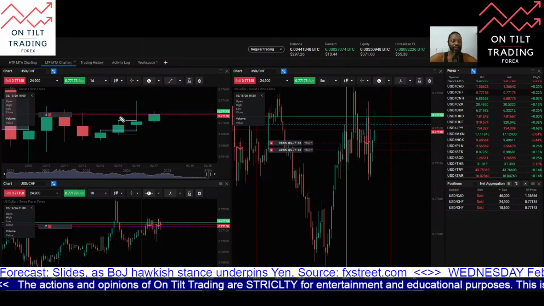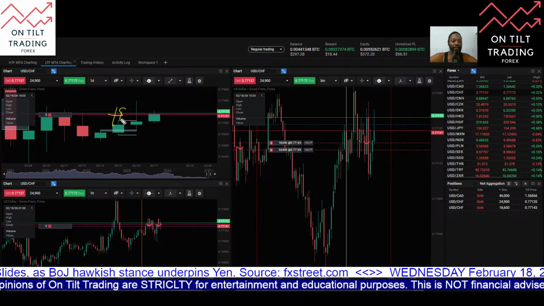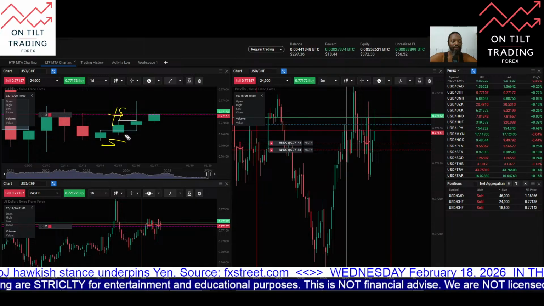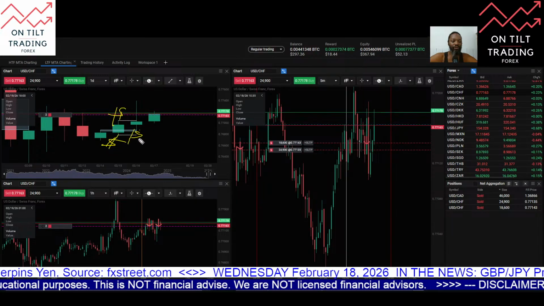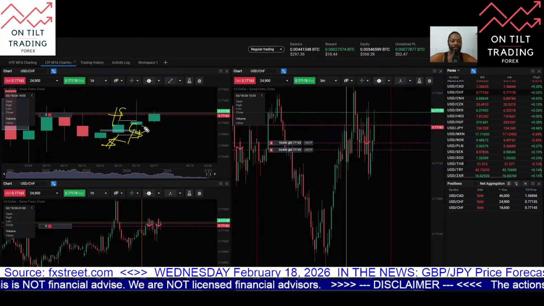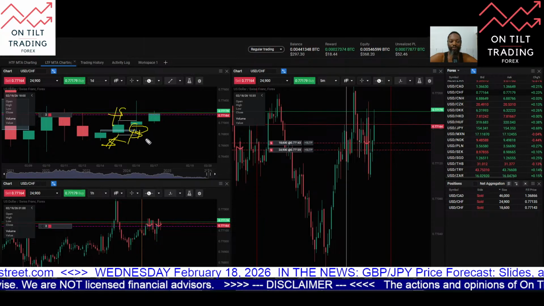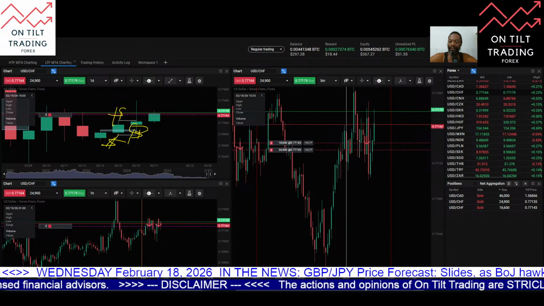The liquidity here was taken here. So there's liquidity here that may be waiting. In addition, there's liquidity here, which would have been the liquidity that I missed yesterday on dollar CAD.